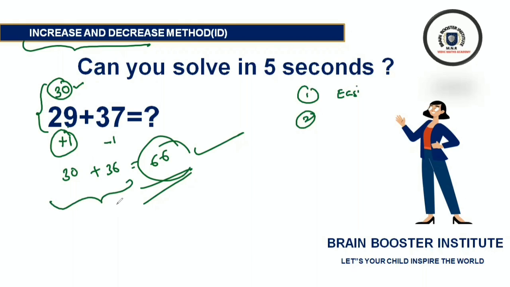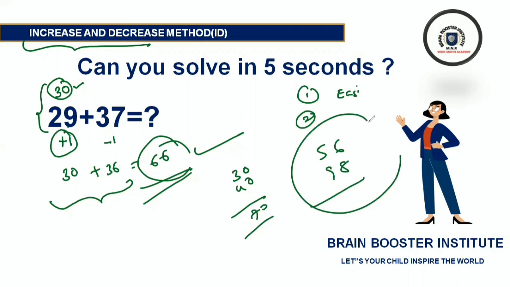And what is the secret behind this? 29 plus 37: as these are two-digit numbers, they can be added easily, but it takes some time. Whenever there are easier numbers, for example 30 plus 40, we can say 70 without using a pen. But whenever we are asked 56 plus 98, we can't say it easily. So in this case, we are going to use the increase and decrease method. This method can be applicable for any number of digits.